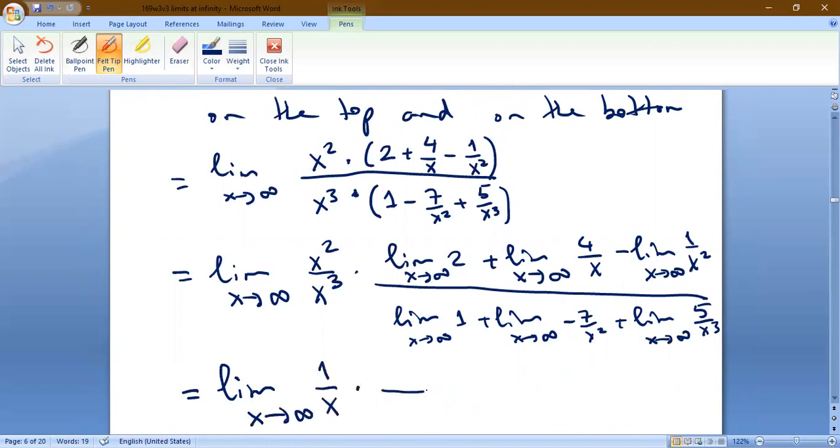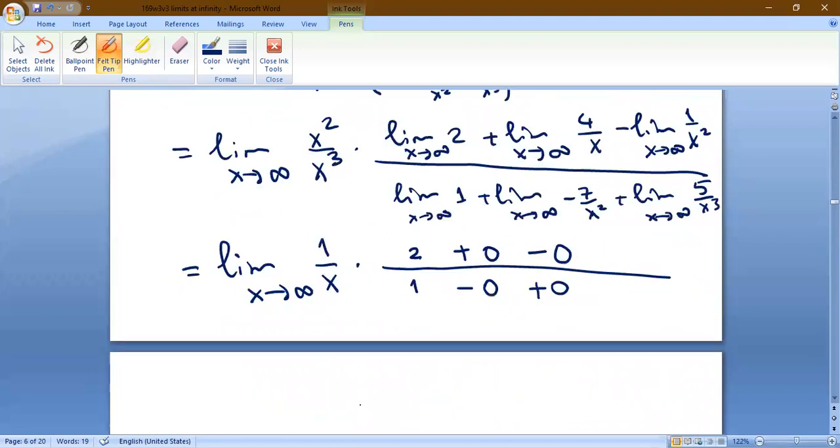And then what about the fraction here? Well, constant functions 2 and 1, they are just going to be 2 and 1. What happens to 4 over x when x gets very large? Remember the 1 over x function? When x gets very large, that's going to be 0. Or what about 1 over x squared? When x gets very large, that's also going to be very small, 0. And then 7 over x squared also goes to 0. And 5 over x cubed, when x gets very large, also will be 0. Okay? Now, I have 1 over x. When x gets very large, that's going to be 0, right? And then 2 over 1, that's 2. Well, the final result is 2.